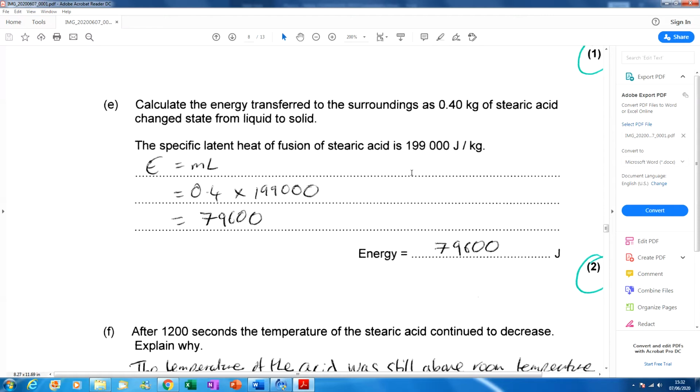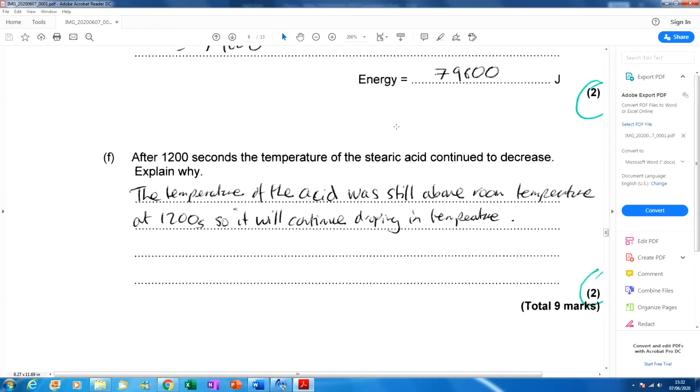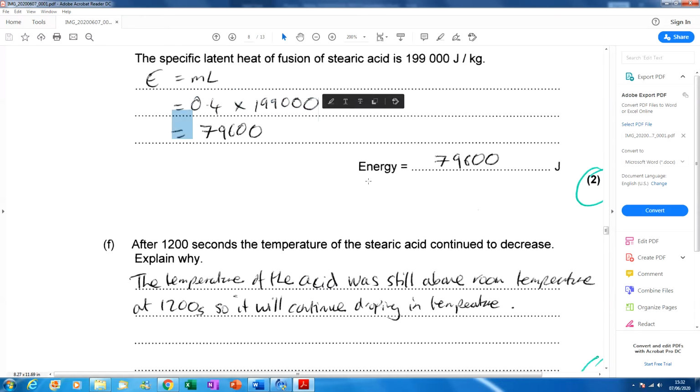So the specific latent heat of fusion of stearic acid is 199,000 joules per kilogram. This is the equation that you needed to recall. The energy is always equal to the mass times the specific latent heat. So the mass has to be measured in kilograms, and the specific latent heat needs to be in joules per kilogram. So E equals m times L. My E was 0.4, my L was 199,000. I times them together, I got 79,600 joules. That was right. So 1 mark for the substitution, 1 mark for the right answer.